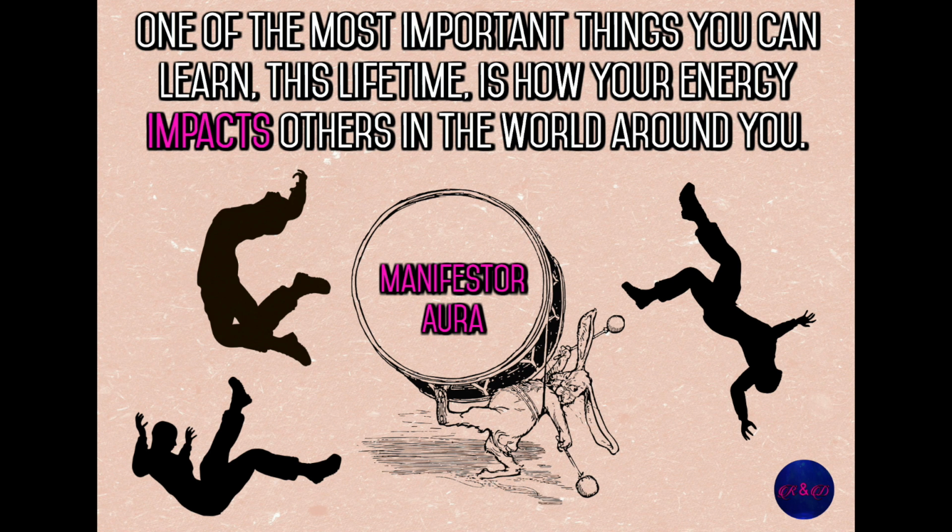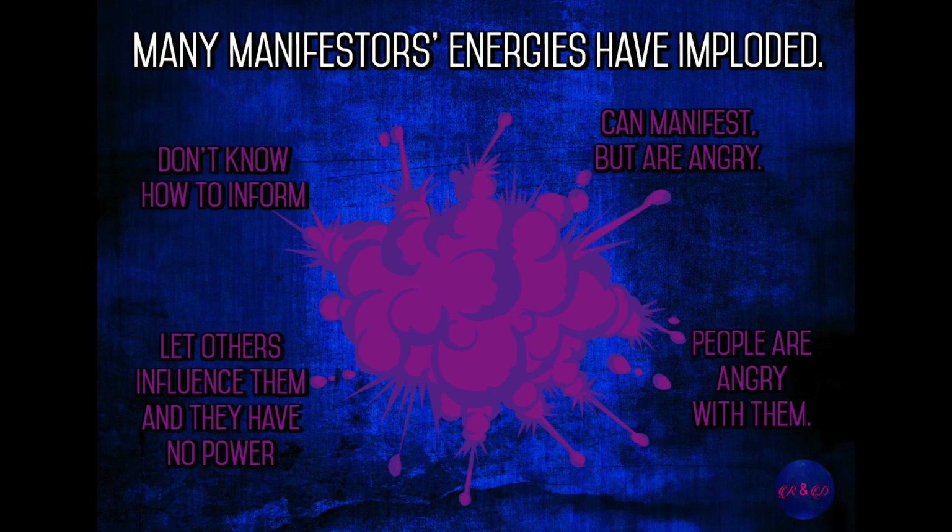Your impact still has power, but you also can't let others control your manifestation. Okay, so that manifestation has power too. So this is a very delicate balance here. You can see that many manifestors' energies have imploded. They don't know how to inform or not let others influence them, and so they have no manifestation power at all. Or they can manifest and they're angry, and people are angry with them because they haven't really understood what it means to manifest, and they haven't really understood how they're impacting people.